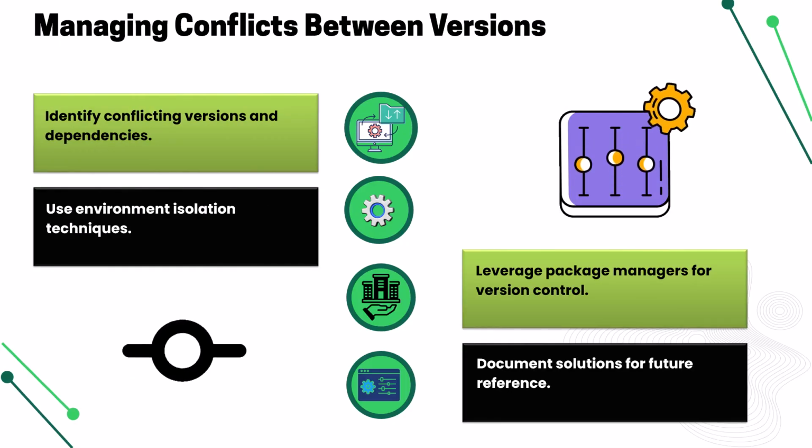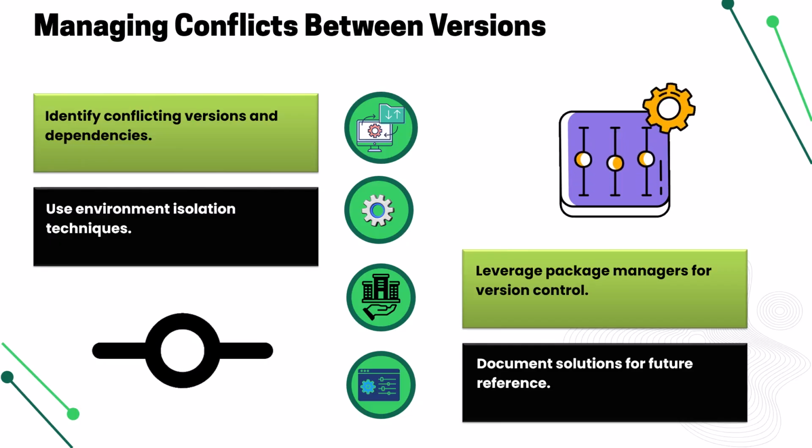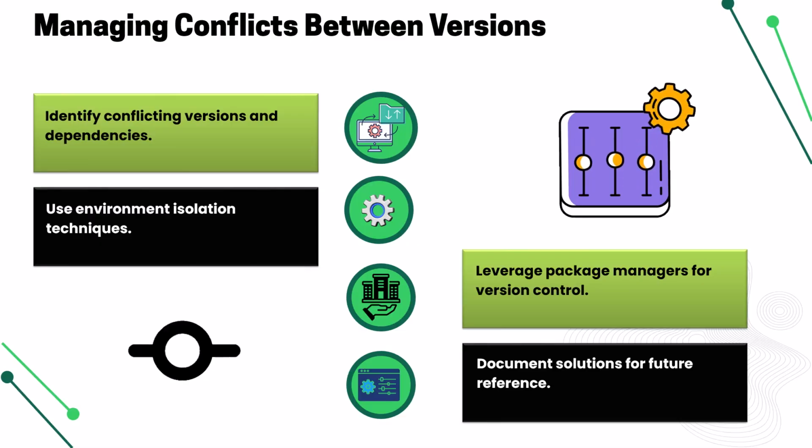Version conflicts, the software equivalent of a family feud. First, we figure out where things are clashing. Then, we separate them like stubborn relatives using environment isolation techniques. Package managers come to our rescue, ensuring our versions coexist peacefully. And because history tends to repeat itself, we document everything for next time.